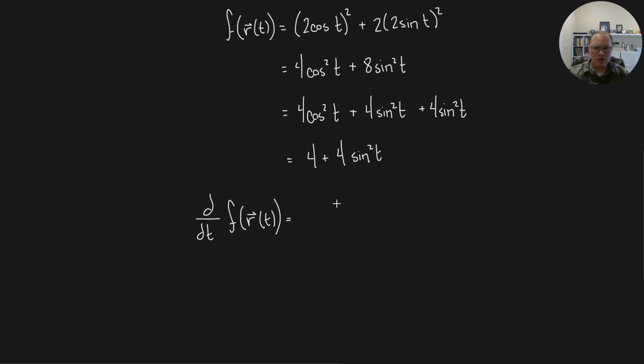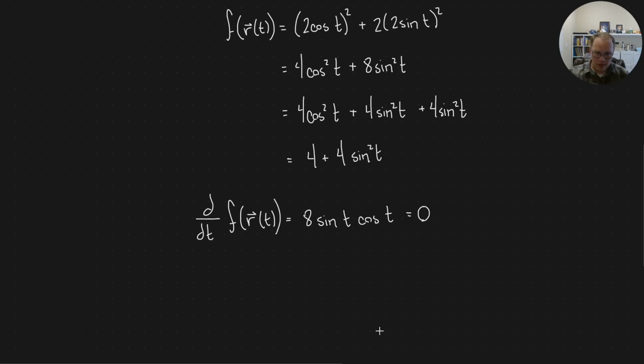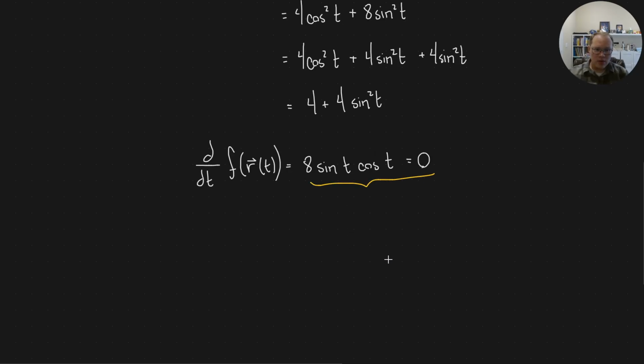Okay, so we're going to take the derivative. Derivative of 4 is 0. Derivative of 4 sine squared t will be 8 sine t cosine t, using a little chain rule there. And I'm going to set that equal to 0. I'll get critical points along the boundary when my derivative along the boundary is equal to 0. So 8 sine t cosine t equals 0. I'm multiplying these together, which means the only way I can multiply things to get 0 is if one of these things is 0. Now, the 8 can't be 0, so that's ruled out.